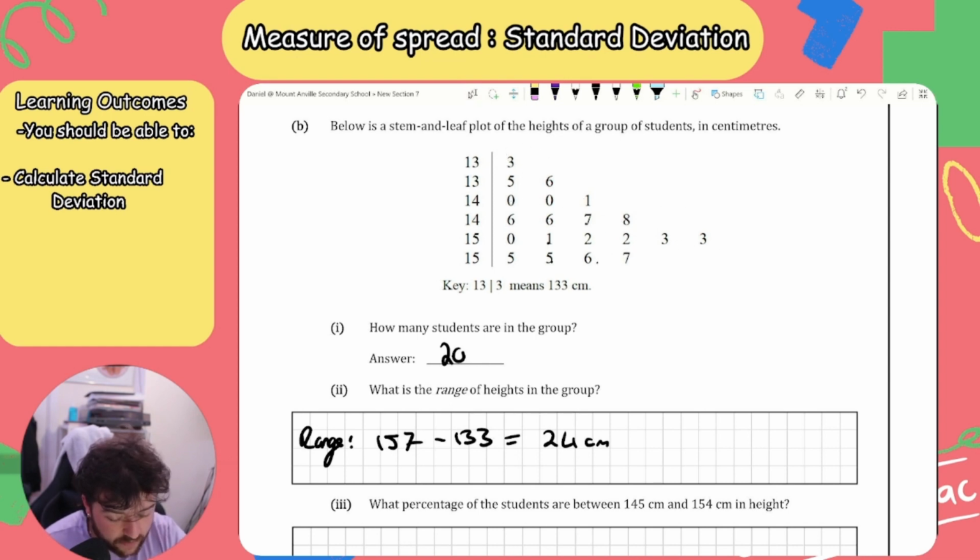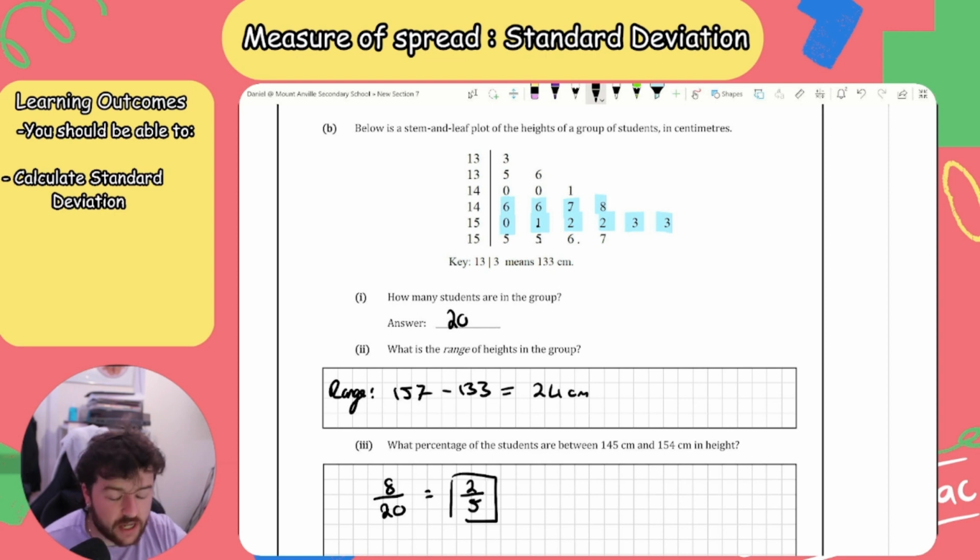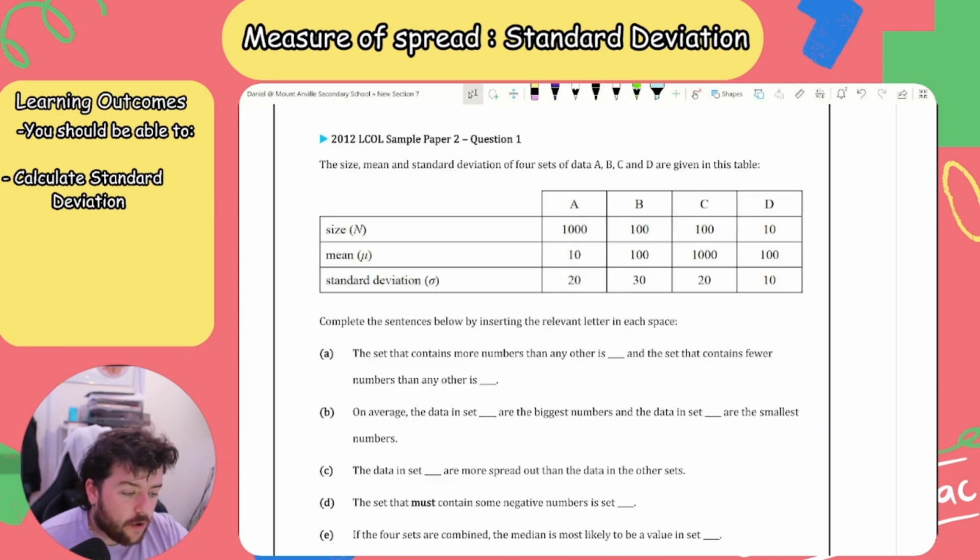So between 145 and 154. So 146, 1, 2, 3, 4, 5, 6, 7, 8. Right? Because then we get to 155. So I have 8 students, and there are 20 students in total. So it'll be 8 over 20, which is going to be equal to 2/5. So there's a 2/5 chance of picking someone between those heights.